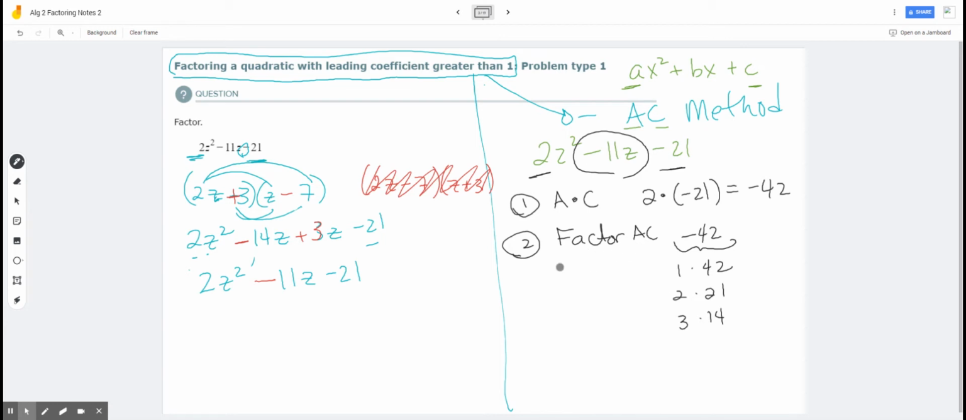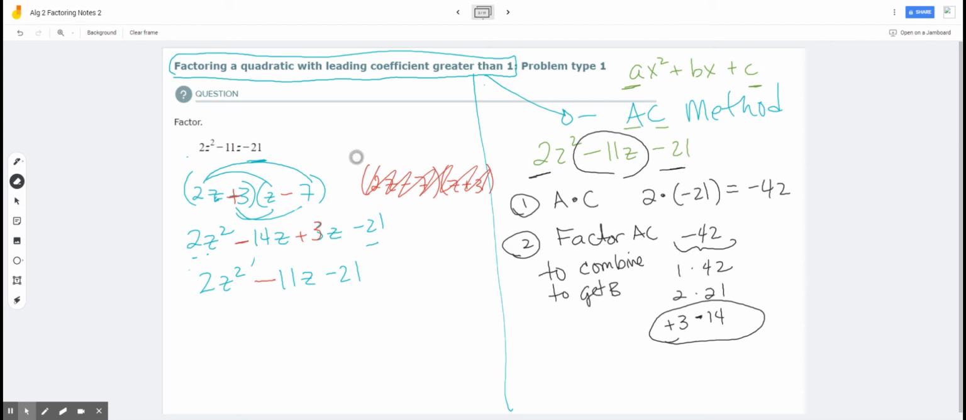Factor AC to combine to get B, if you will. So negative 11. 3 and 14 will be negative 11. It's negative 14 and a positive 3. All right, I'm going to erase this because I need to come over here.